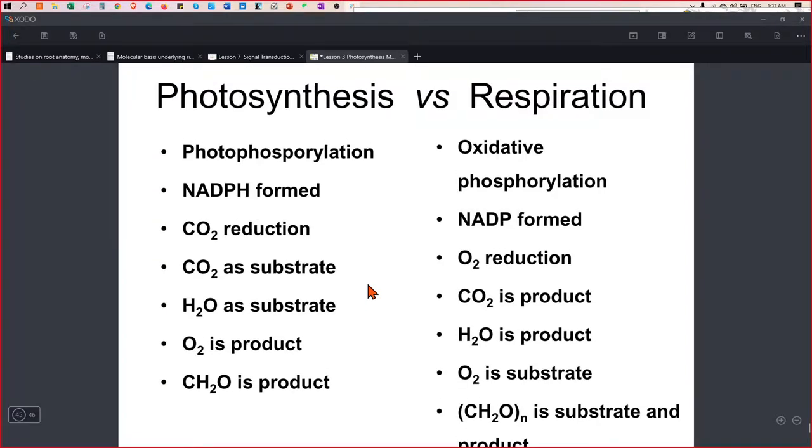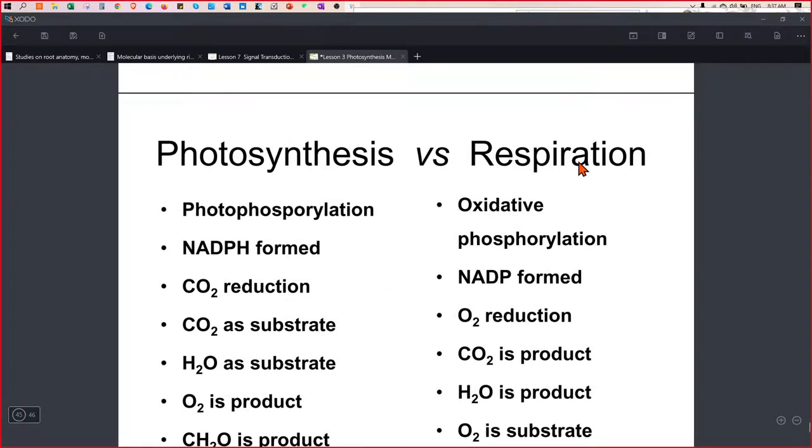We're not going to have a very close look at photorespiration because that needs to be learned on its own. But what I can highlight now is the major differences between photosynthesis and respiration and photorespiration. When we say respiration, actually there are two types of respiration: cellular respiration and photorespiration.